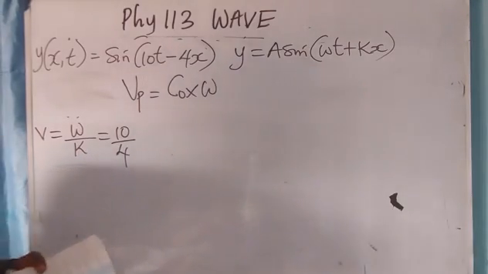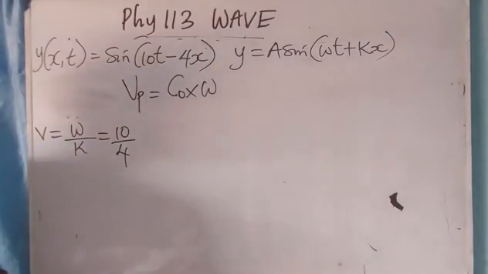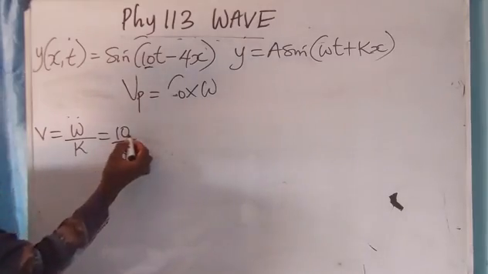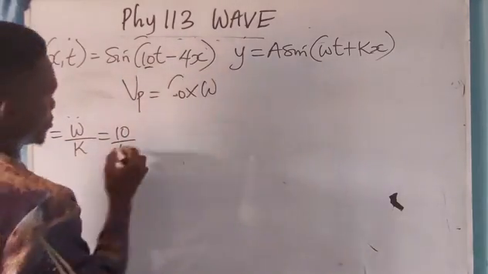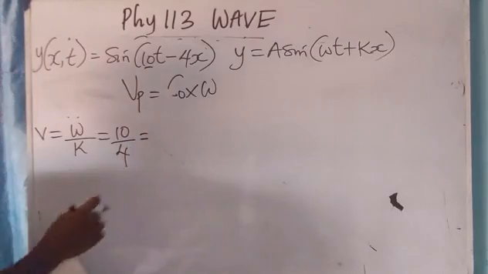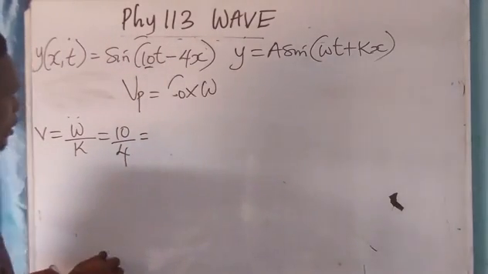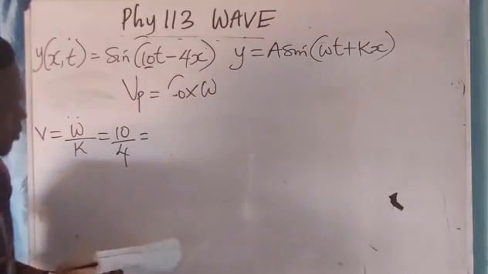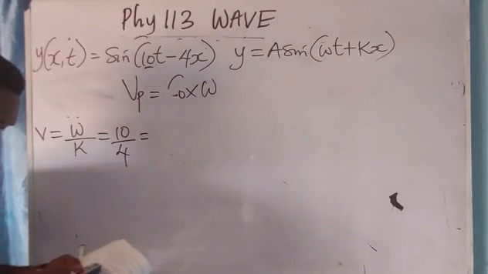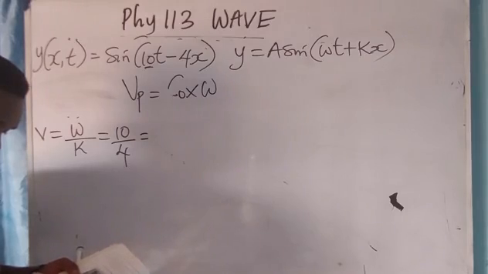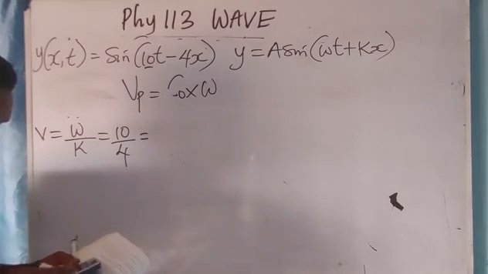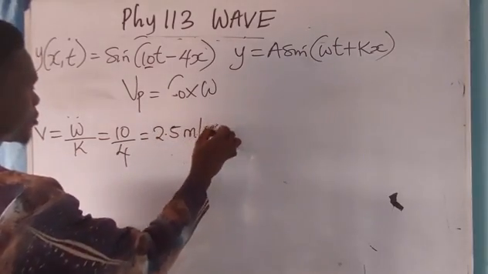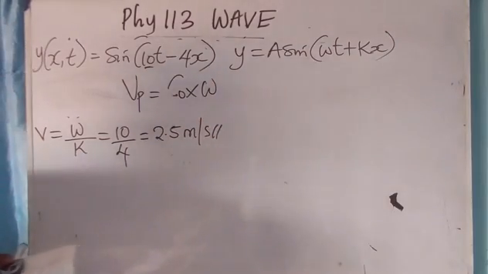Now looking at what we have on the board, ω is 10, which I have written, and k is 4. It means that 10 divided by 4 should be 2.5, yeah, 2.5. So 2.5 meters per second.